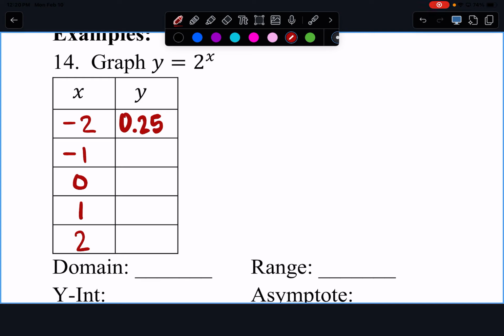Okay, you could have also written that as 1/4. Either way works. What is 2 to the -1 power? 0.5. Or we could have written that as 1/2. 2 to the 0 power? 1. Okay, anything to the 0 power is 1. Okay, it can't be 0. 2 to the first power? 2 to the second power? 4. Perfect.